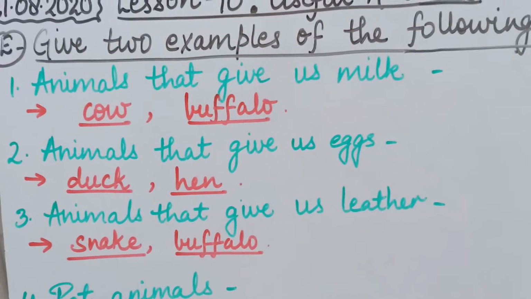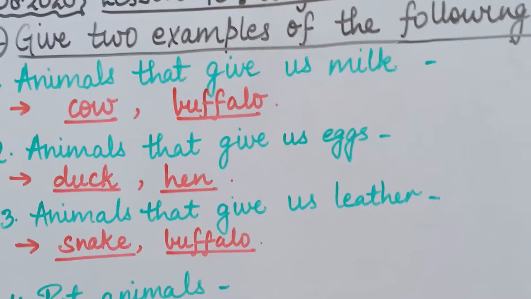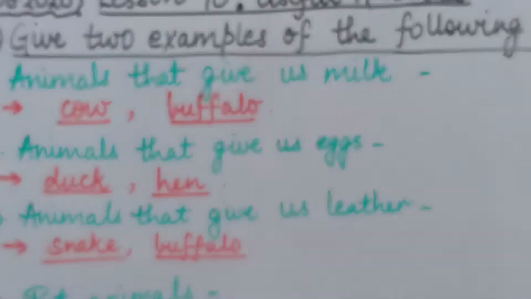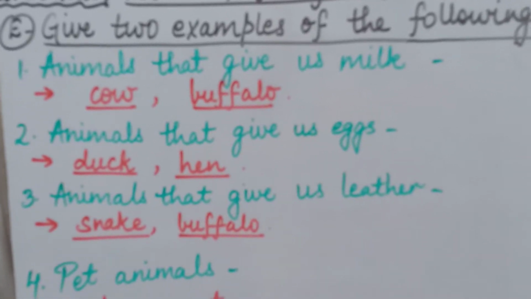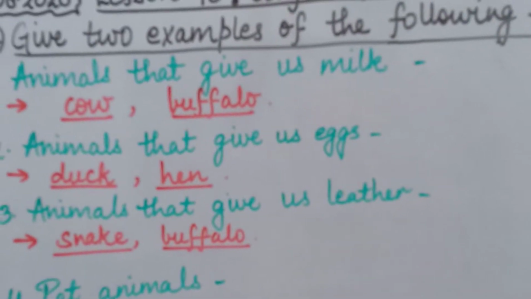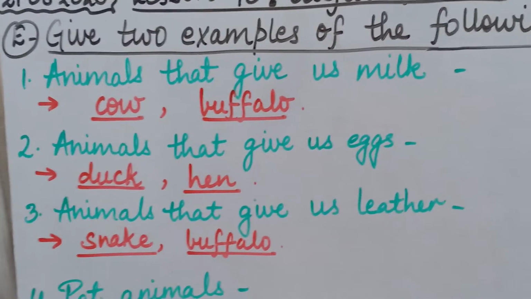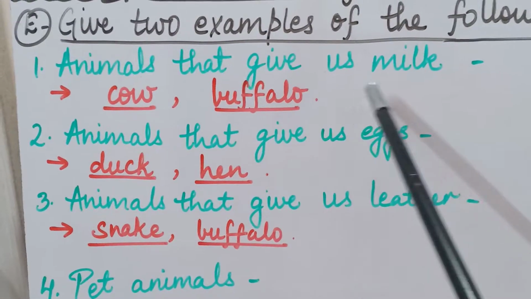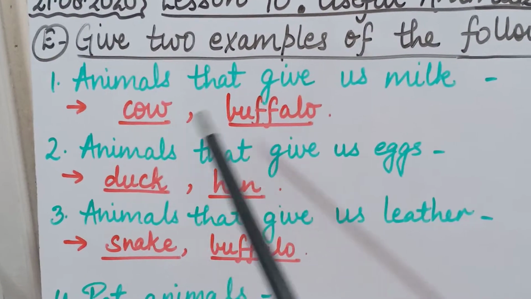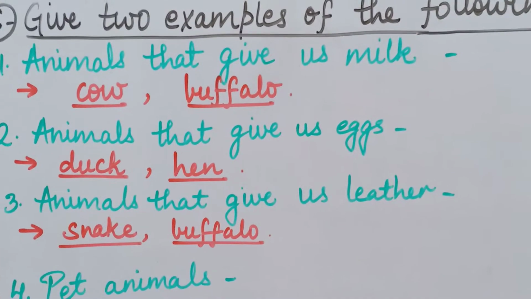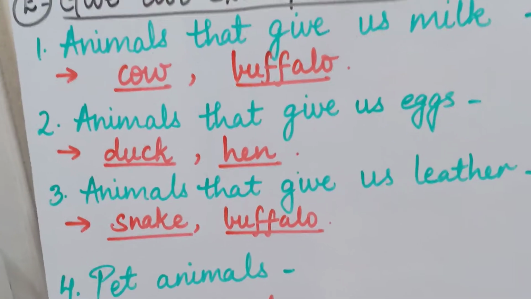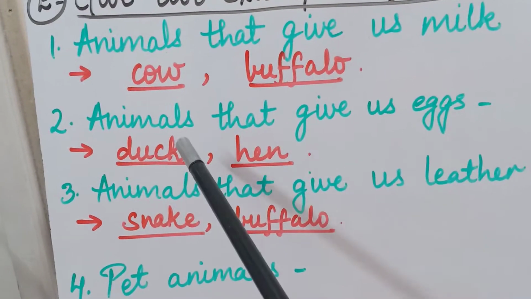Okay? Like first one is, animals that give us milk. जो एनिमल्स हमें मिल्क देते हैं उन एनिमल्स के नाम लिखने हैं. So we have to give two examples. Okay. So the two examples for animals that give us milk is cow and buffalo. Okay. The two examples are cow and buffalo. Cow से हमें milk मिलता है and buffalo से हमें milk मिलता है. Is that clear, children?